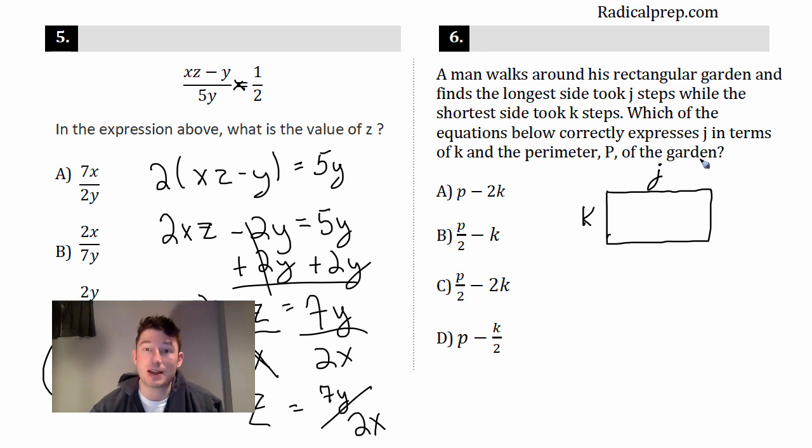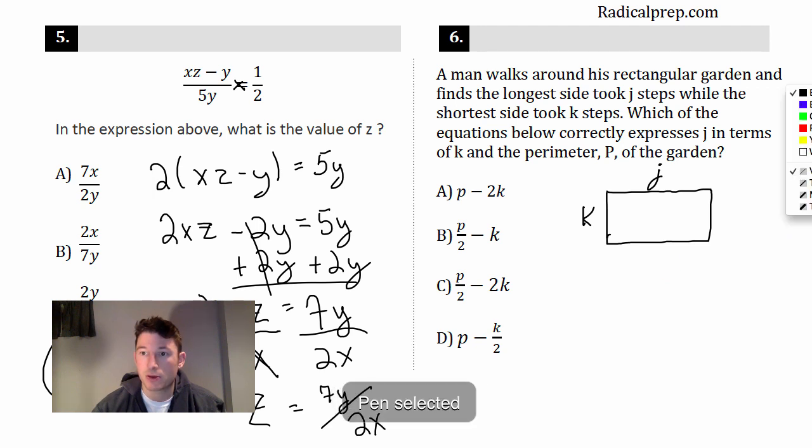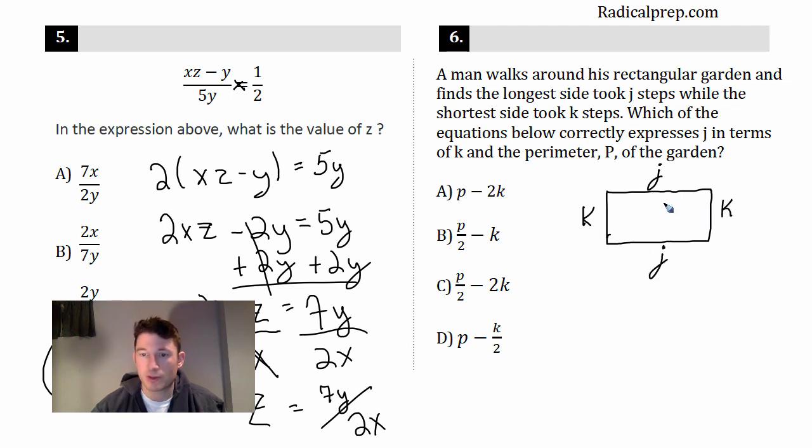So we want to get J by itself. But before we do that, let's just make an equation for the perimeter, because it talked about finding the perimeter. So before I worry about getting J by itself, let's come up with a perimeter equation. So I'm just filling in the rest of what I know. So it should be perimeter equals 2K, plus 2J.